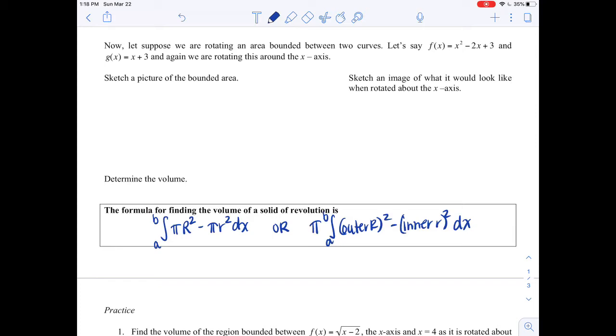So let's take a look at an example. It says, let's suppose we're rotating an area bounded between the two curves, f of x equals x squared minus 2x plus 3, and g of x equals x plus 3.